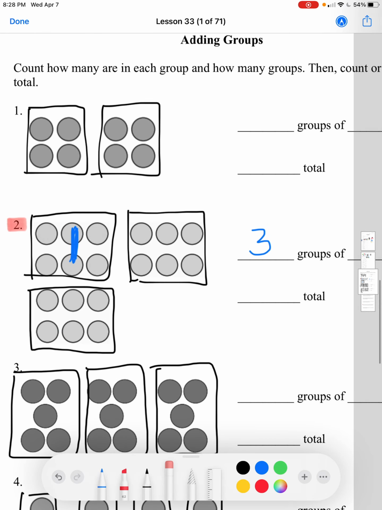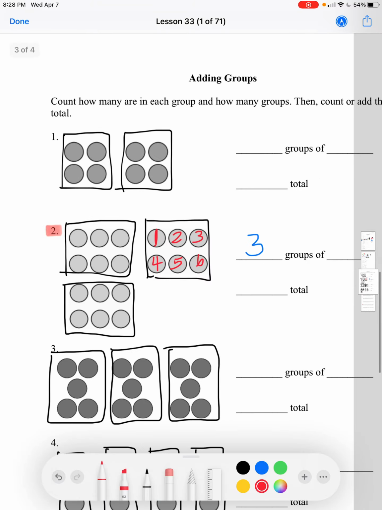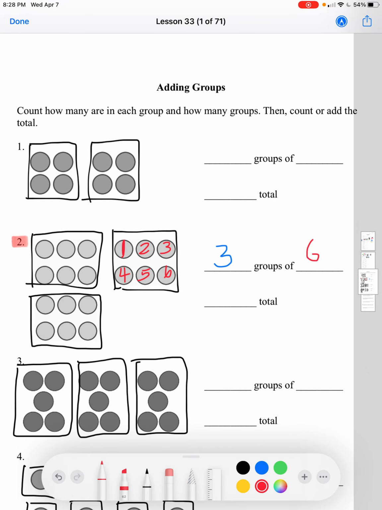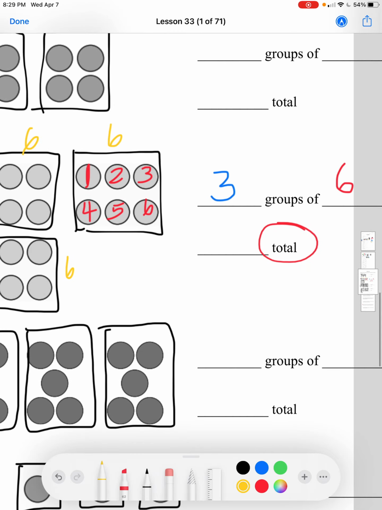in each group. You can see that each group is the same, so we can just count from a single group. We have 1 here, 2, 3, 4, 5, 6. If you look, they're all the same. So we can safely say that each group has 6. Now you want to find the total. You can do this by counting, or you can add. You have 6 here, 6 here, 6 here. We want to find the total.